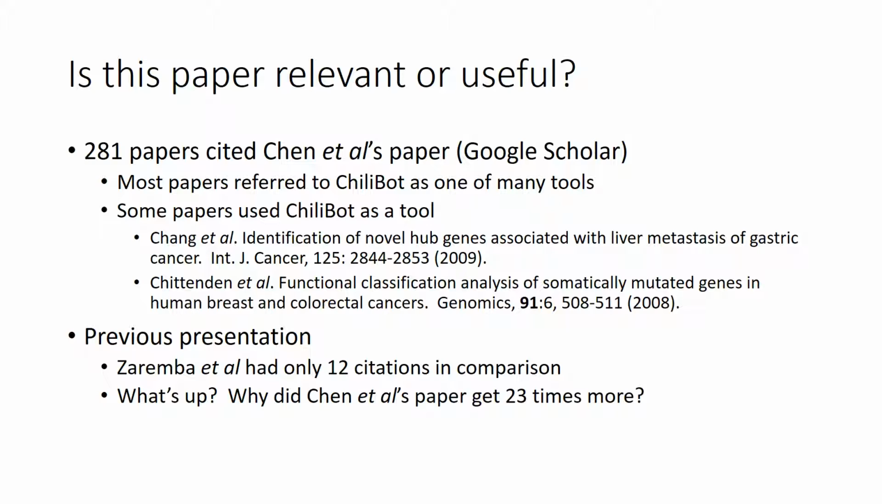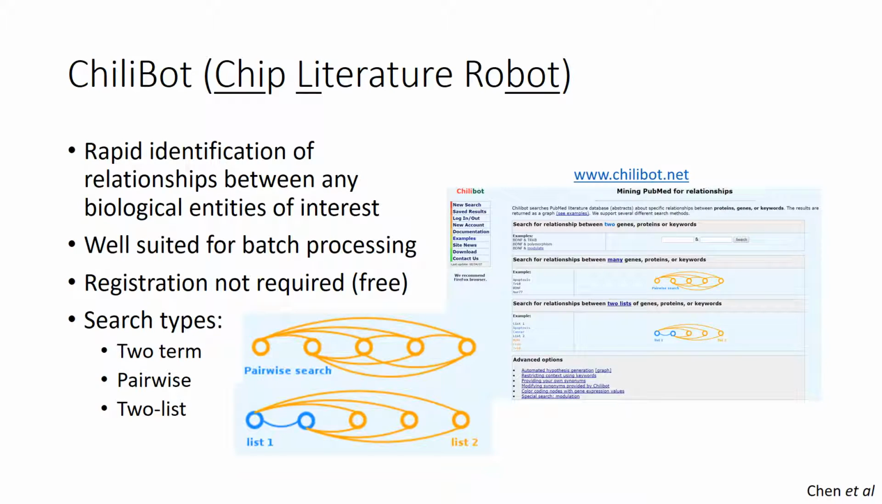Of the 281 citations of Chen's paper, yes, maybe some mentioned that it was just a tool, but there are several studies that actually used the tool itself. You can see some of the names of the publications here that actually used ChiliBot. So I thought that was very interesting and something to keep in mind of why the Zaremba et al. paper was not great, but this one is much better.